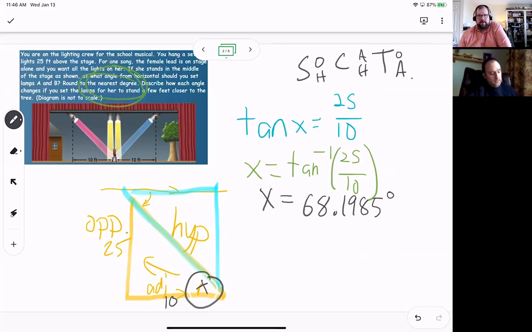Rounding to the nearest degree, I don't really care about rounding. I will never mark you off if you round wrong. 68 degrees. Now it says, describe how each angle changes if you set the lamps for her to stand a few feet closer to the tree.